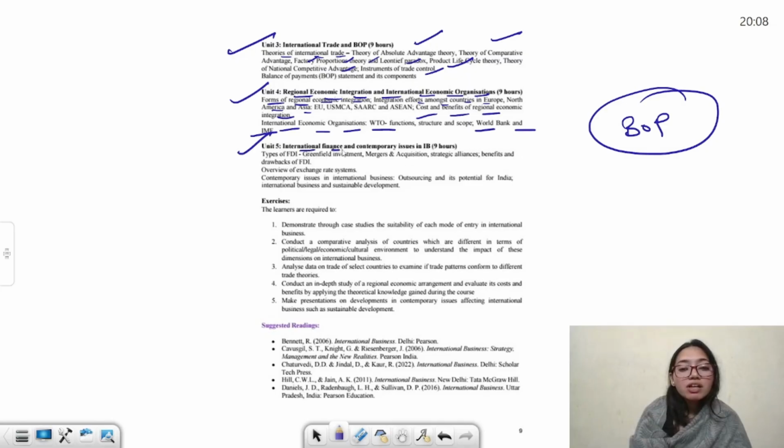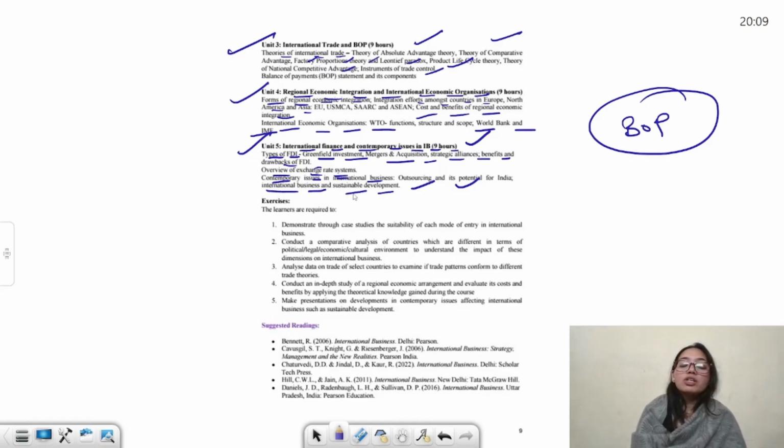Unit 5 is international finance and contemporary issues in international business. It carries 9 hours. It includes types of FDI, which include greenfield investment, merger and acquisition, strategic alliances, benefits and drawbacks of FDI, and an overview of exchange rate systems. Contemporary issues in international business like outsourcing and its potential for India, and international business and sustainable development. So far we have discussed all 5 units, and each broadens your horizon for international business.